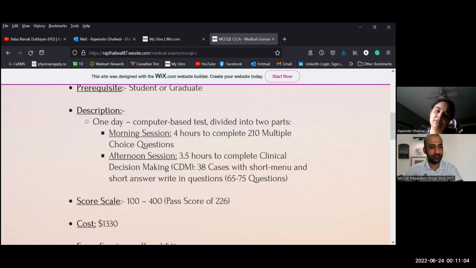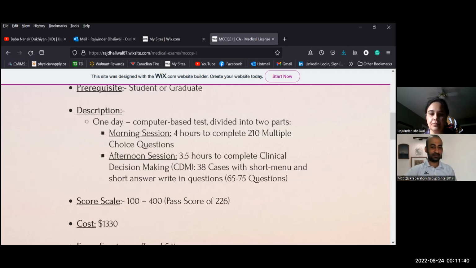And then the afternoon session is 3.5 hours, and it doesn't have multiple choice. It has clinical decision-making questions. It's 38 cases with a short menu. It could be short written questions, a multiple choice question, or a question where you have to select more than one choice. Or sometimes you even need to type up your answers. These usually turn out to be 65 to 75 questions, and again approximately 10 are pilot questions in this case.